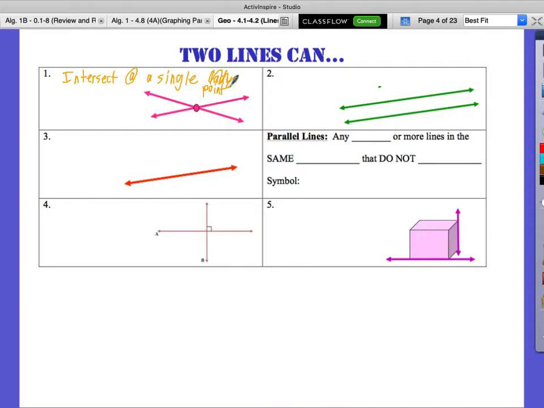Yeah. Anyway, these two lines are what? They can be parallel. They can be parallel, okay? Parallel.